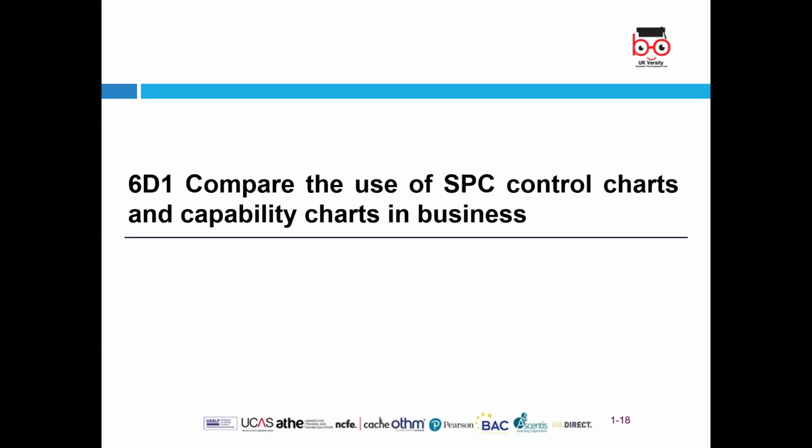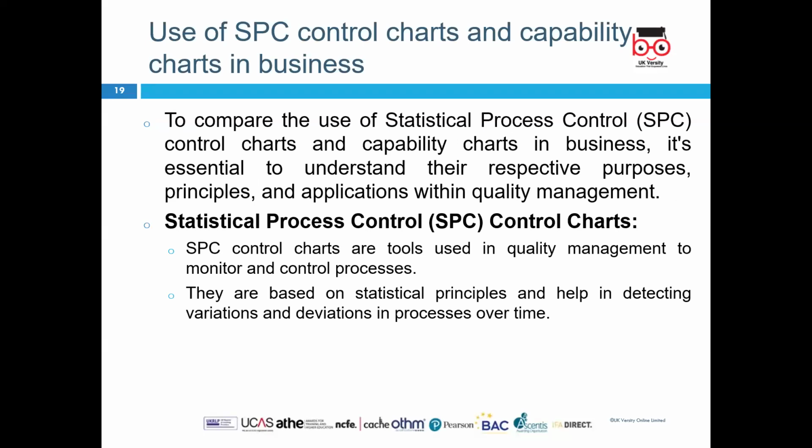So now we look into the distinction criteria, which is to compare the use of SPC control charts and capability charts in business. To compare the use of SPC control charts and capability charts in business, it is essential to understand their respective purposes, principles, and applications within quality management.